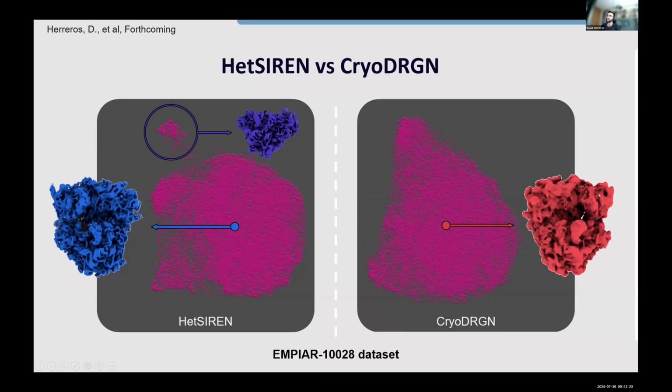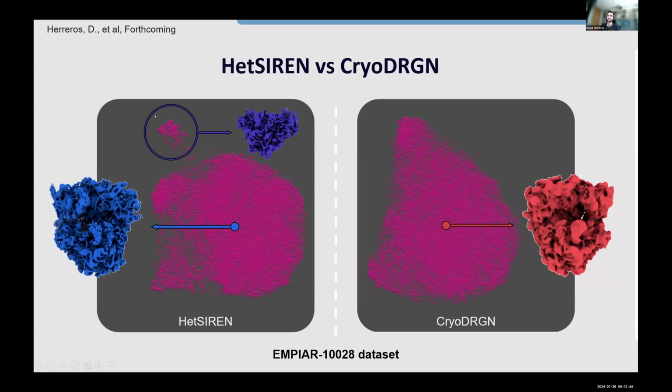You can see that this is the volume that the CryoDragon network is giving you, and this is the volume that the Hetzire network is reconstructing. And as you can see, the resolution is not the same. This has to do with the special focus that we are paying on the quality of the volumes that are coming from the network. So really, you can analyze things with a very, very high resolution with Hetzire.